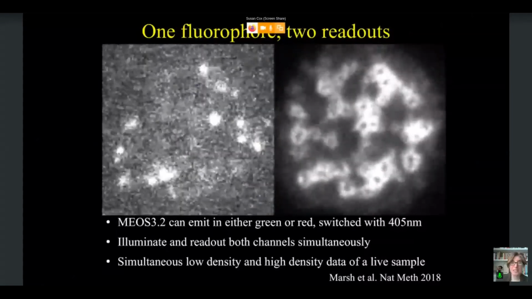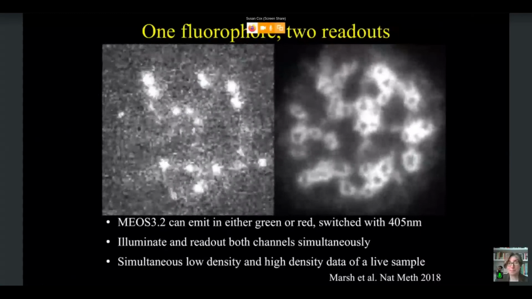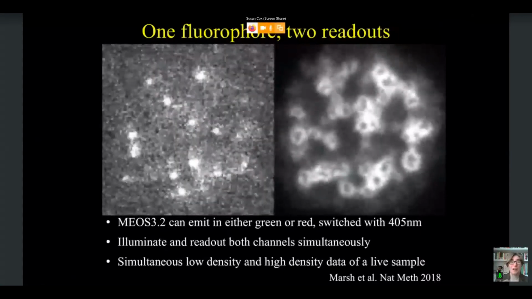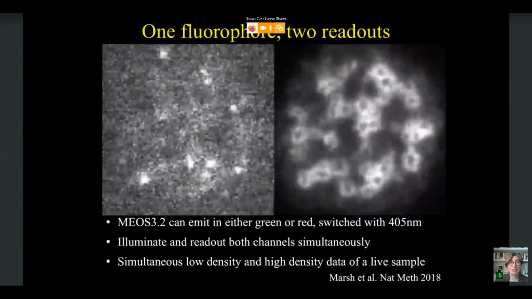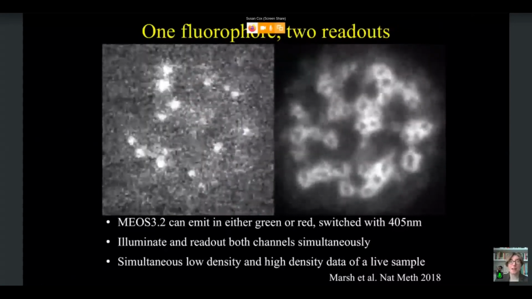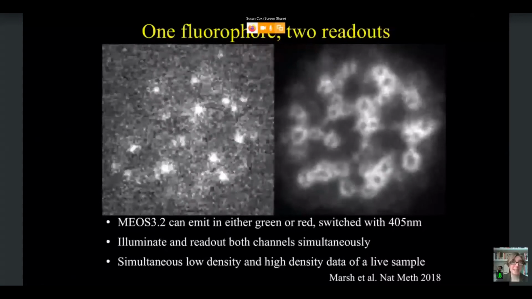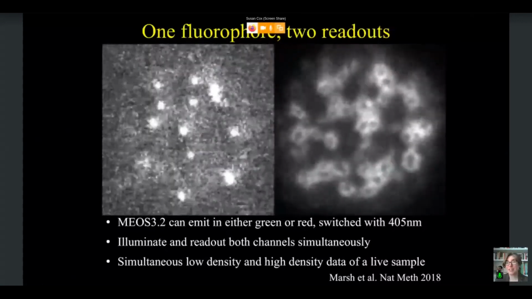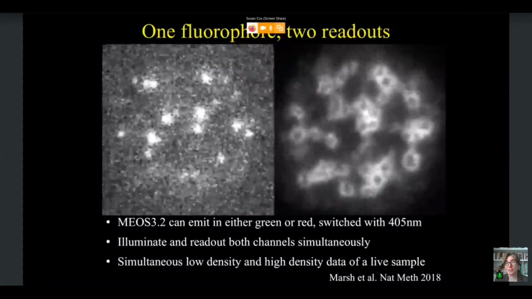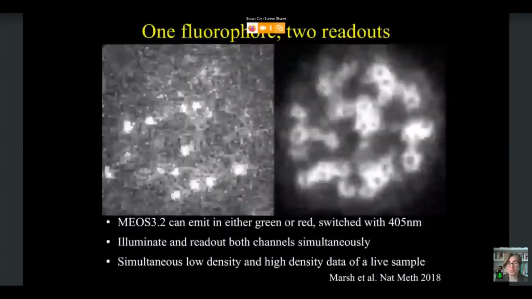So this is a partial tailing construct. We know what the structure should be. It should be a ring structure. It's in podosomes. And we can see that we're getting low density data pretty nicely on the left, and then very high density on the right. You can see that we're not really seeing any individual fluorophores on the right-hand side.